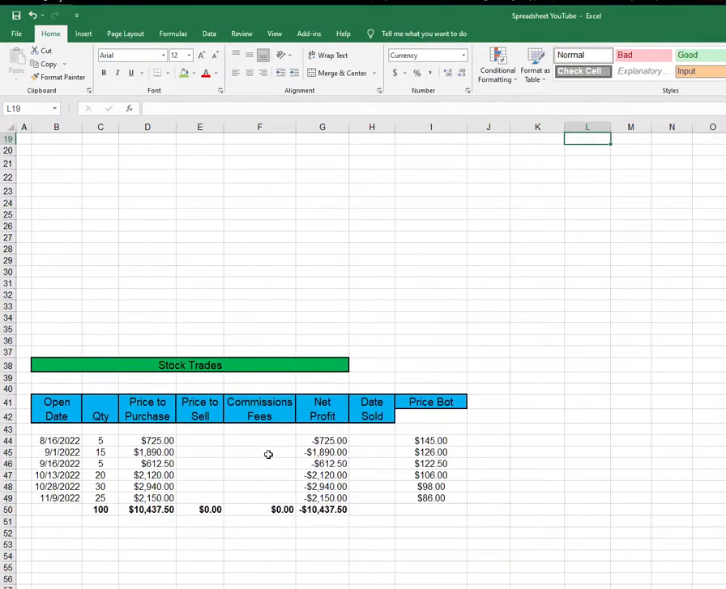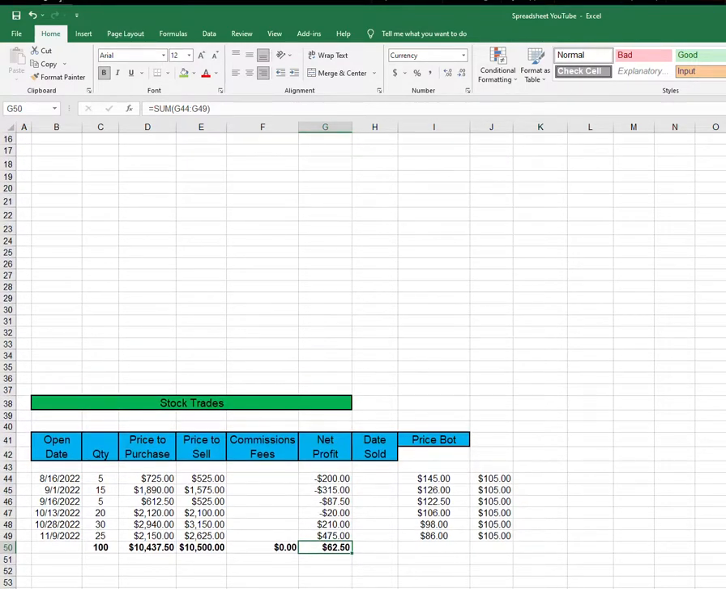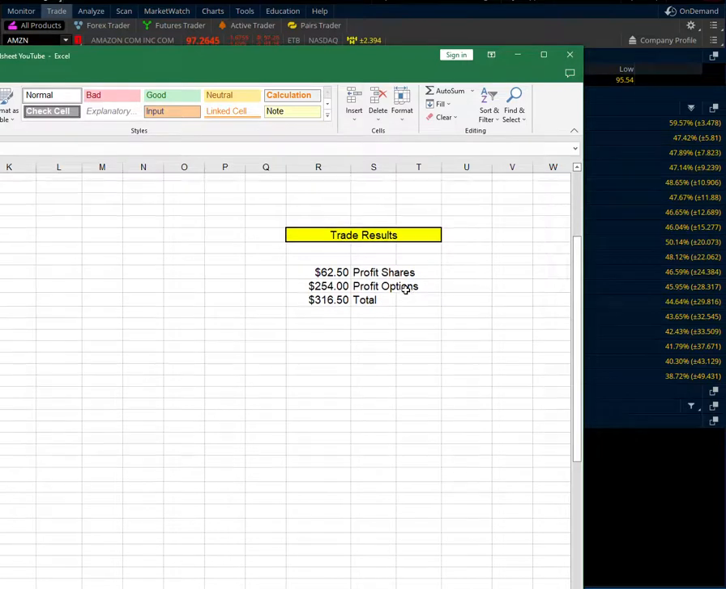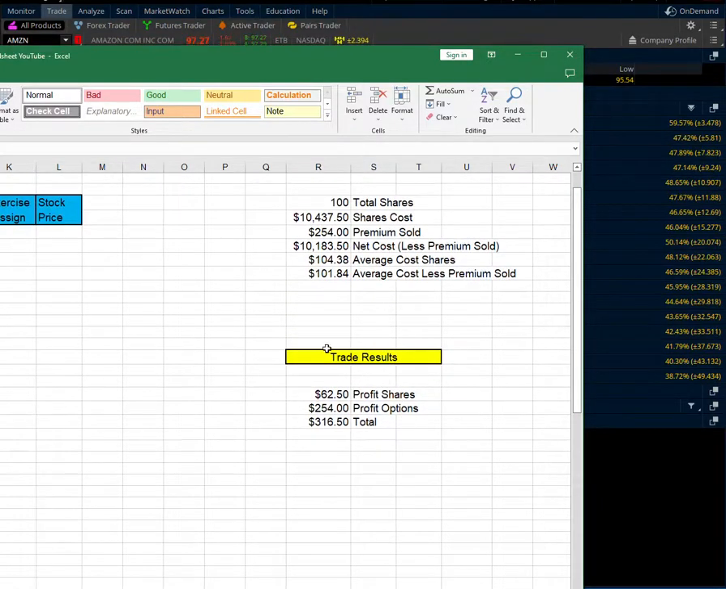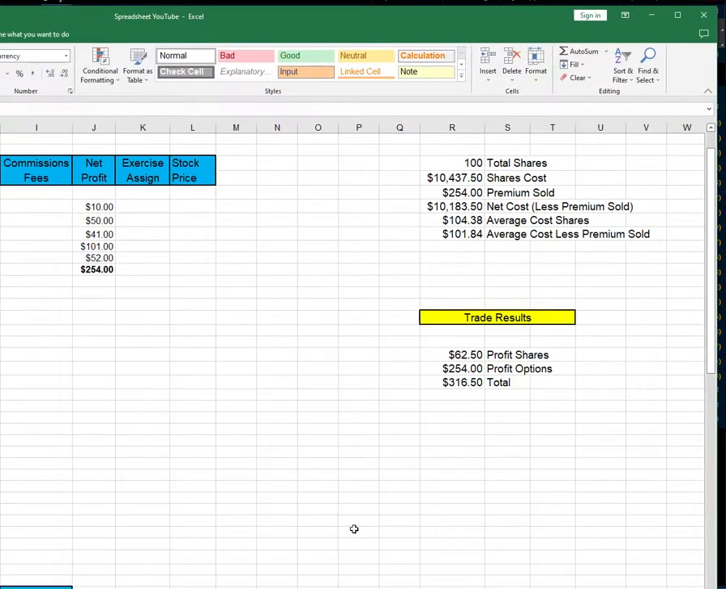So we're going to sell at $105. Okay, I just added a little something to the spreadsheet here. So we sold all of our shares at 105. So we lost money on some shares, but we made money on our other shares. So we made a grand total of $62.50 on the stock, and we made $254 on the options. So we made $316.50 on this trade. We're flat. We got our buying power back. We can go on to the next trade.